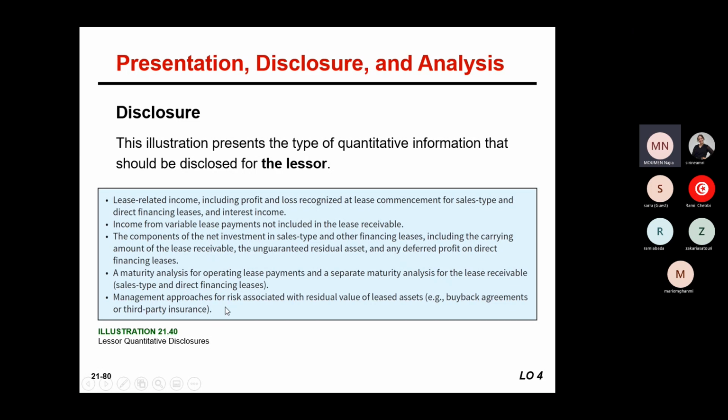If you have risk management here, your approaches for risk associated with the residual value of the leased asset. We already ignored the buyback agreement or third-party insurance. So it's really a lot to cover for that chapter. But it's also important for the lessor to highlight how they will be dealing with the leased equipment once it is reverted back to them, and in particular when there is, for example, a situation of unguaranteed residual value and all of this stuff.